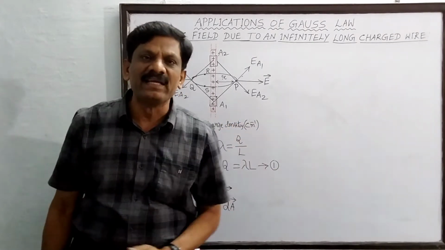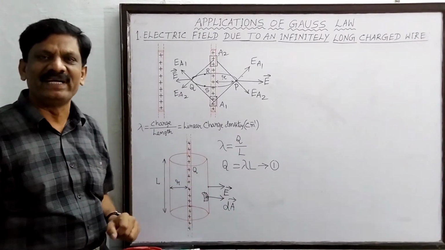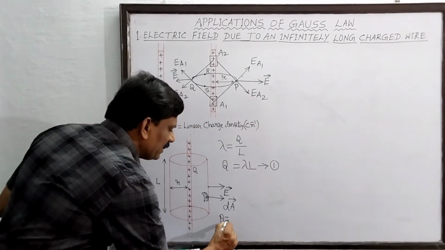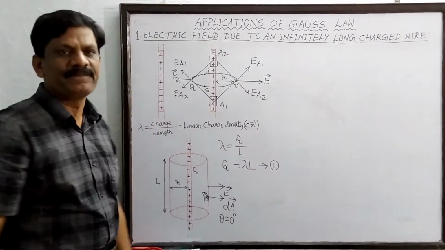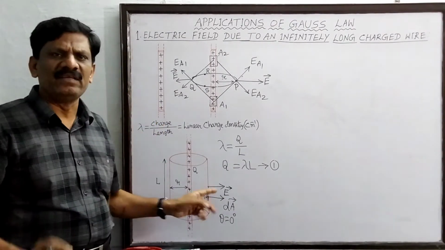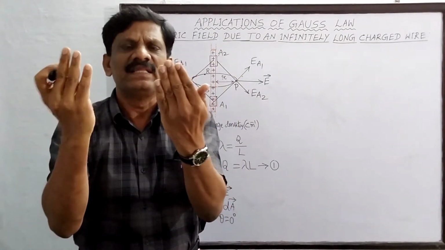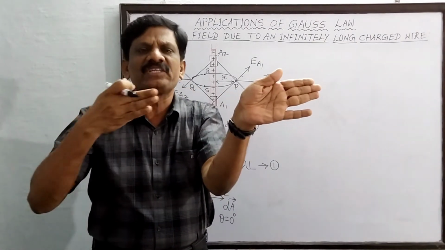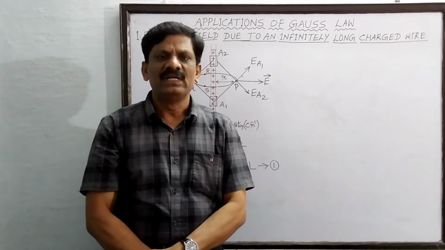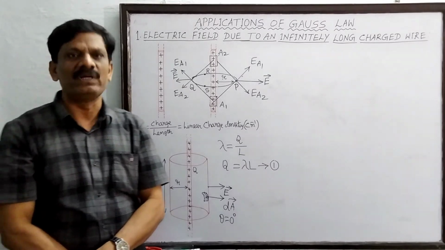So what must be the angle between the E vector and the dA vector on the lateral surface at any point? It must be 0. So I will write here below this, theta is equal to 0 degree. This point, have you understood? Not only at this point, if you take any point on the lateral surface, the direction of the electric field and the direction of the elementary area vector dA are both the same. Therefore, theta, the angle between the two vectors, will be equal to 0 degree.